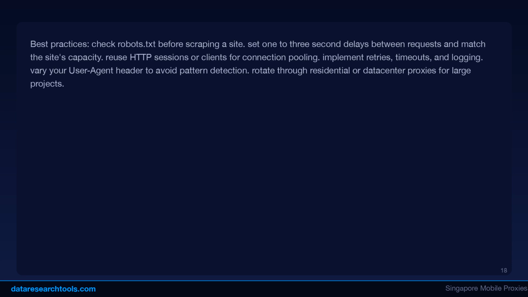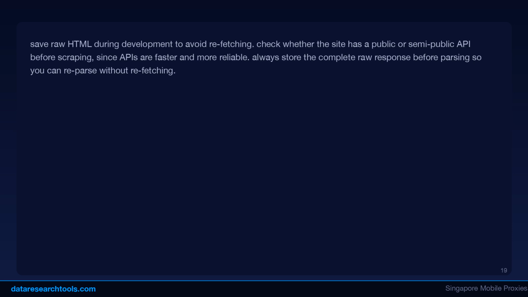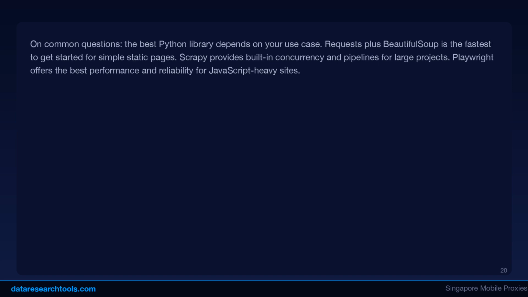Best practices: check robots.txt before scraping a site. Set 1 to 3 second delays between requests and match the site's capacity. Reuse HTTP sessions or clients for connection pooling. Implement retries, timeouts, and logging. Vary your user agent header to avoid pattern detection. Rotate through residential or data center proxies for large projects. Save raw HTML during development to avoid refetching. Check whether the site has a public or semi-public API before scraping, since APIs are faster and more reliable. Always store the complete raw response before parsing so you can reparse without refetching.